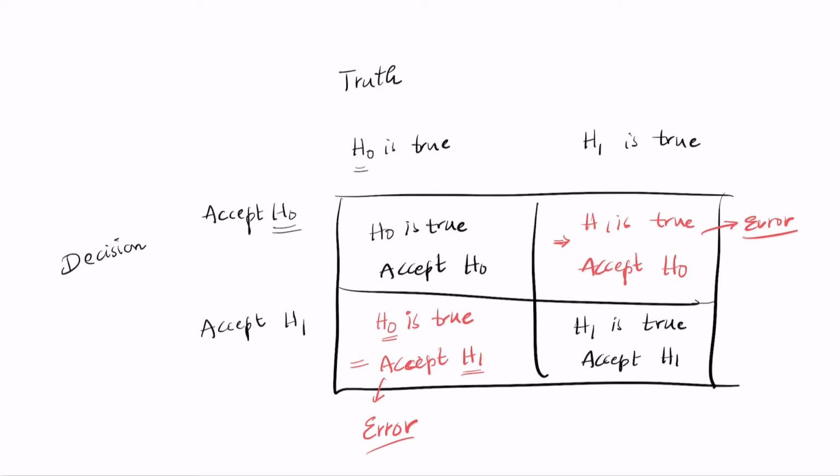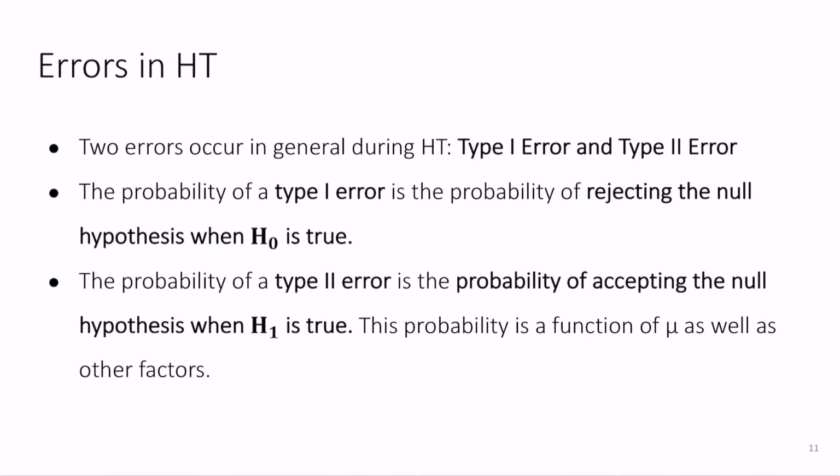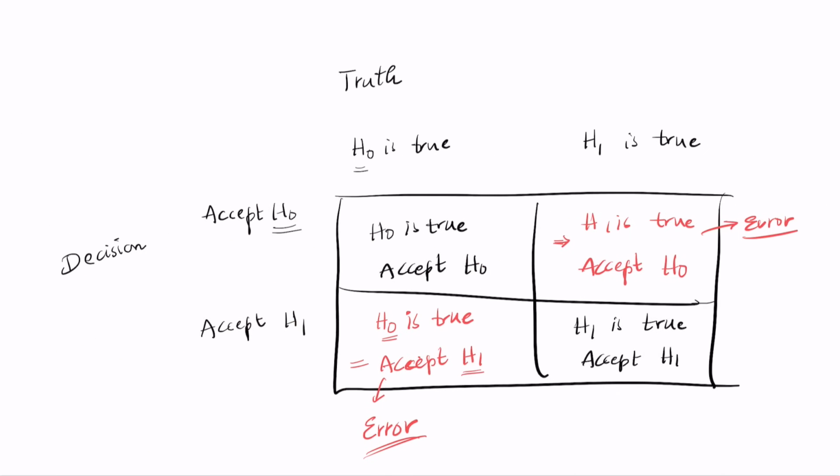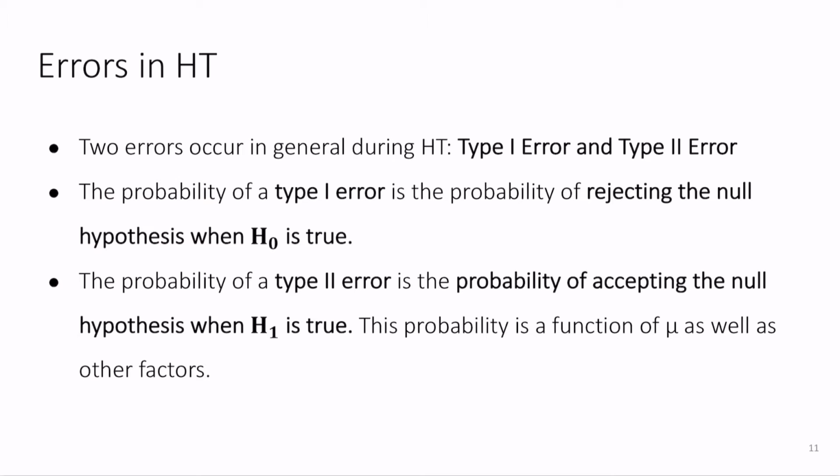So there are two errors in decision making that we generally make, where whenever a certain hypothesis is true, but rather than accepting that it is true, we reject it, then we call that an error. So that is the idea behind it. These are the four possible outcomes of the hypothesis testing. Now these two errors in general are classified as type 1 and type 2 errors.